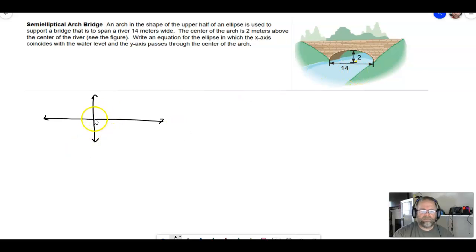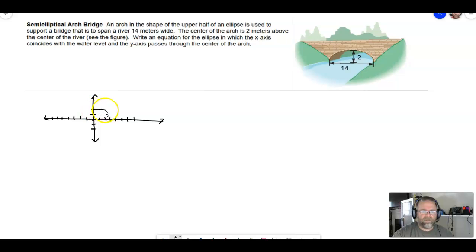So if we do the center right here at the bottom, and we're going to use that as the origin, if the total distance is 14, we just divide that by 2. That means we're going out 1, 2, 3, 4, 5, 6, 7. And then 1, 2, 3, 4, 5, 6, and 7. So that means that this ellipse is going to go through -7, 0 and +7, 0. And then it's also going to go up 2 to reach the top of the bridge. And then it's going to go down 2 because the ellipse is symmetric with respect to both the x-axis and the y-axis when it's centered at the origin.